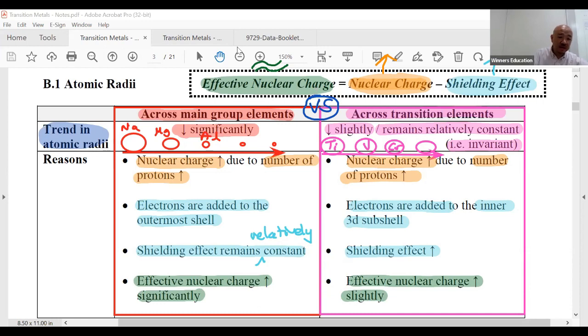A small, tiny arrow if you want. And therefore, from left to right across the transition elements, you realize the size does decrease, but doesn't decrease too much.